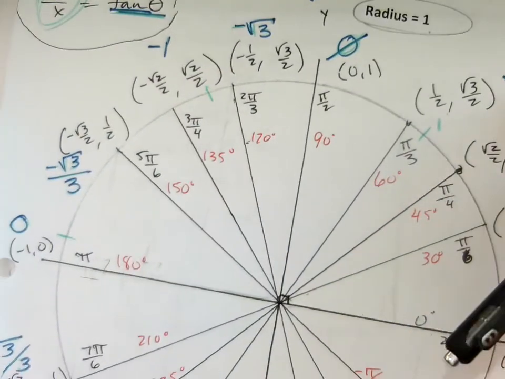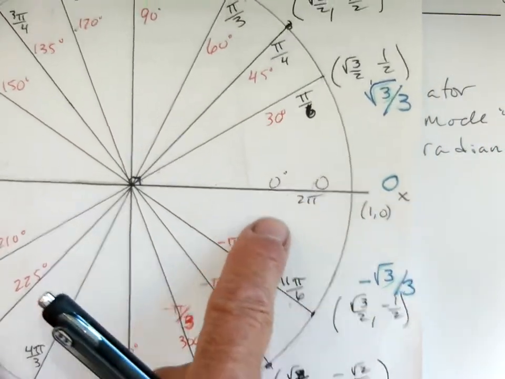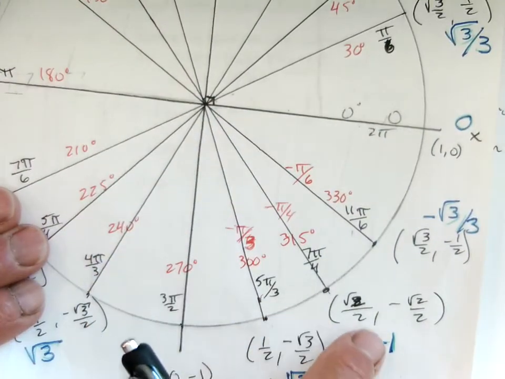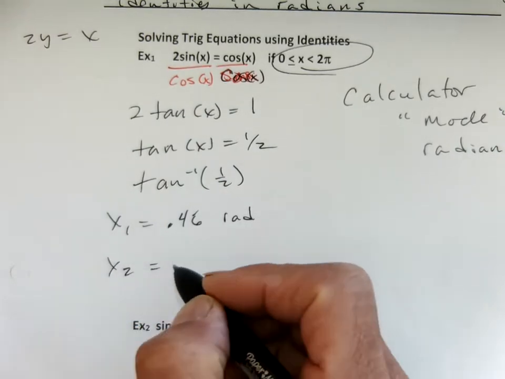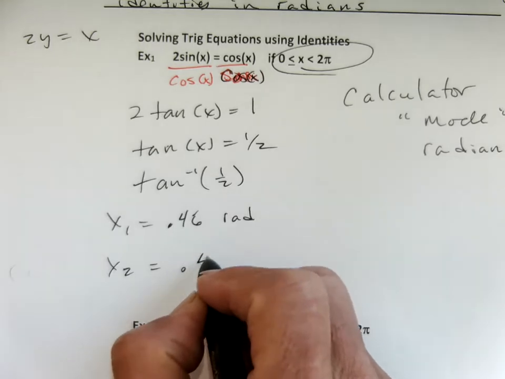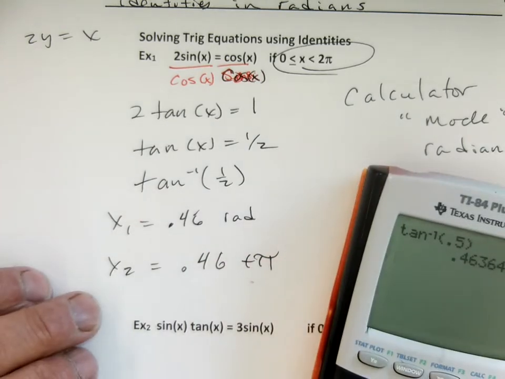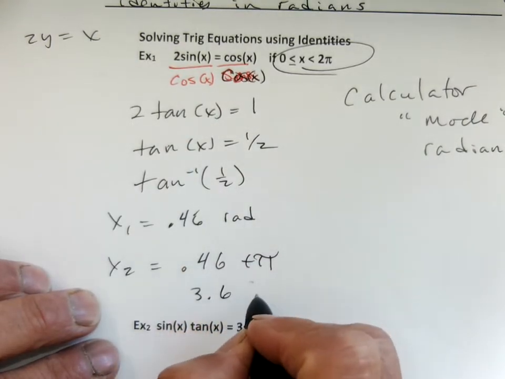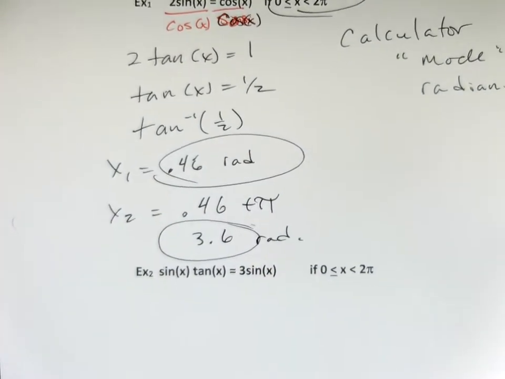Now there's a second reference angle. We know tangents are the same 180 degrees away from each other. Here's a tangent answer, and 180 degrees away is the other answer. So to get the second answer, we're going to take not 180, but what's the equivalent of 180? Pi, right? So my second answer would be 0.46 plus pi, and the answer is about 3.6. How am I doing? These are a little bit harder, but I'll help you with these. That's my goal.